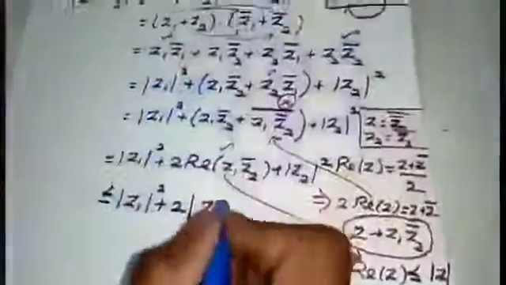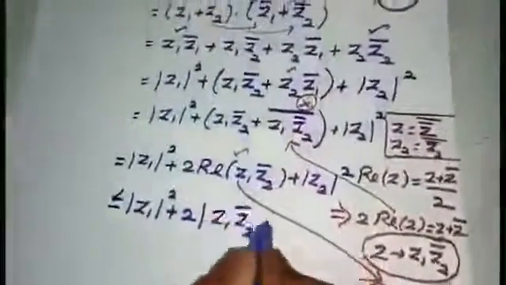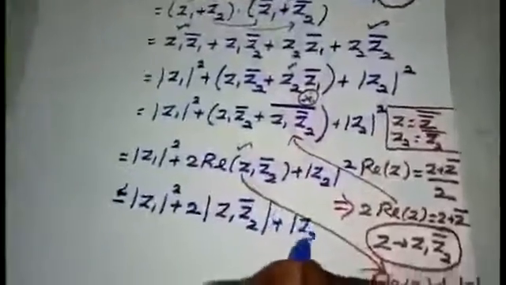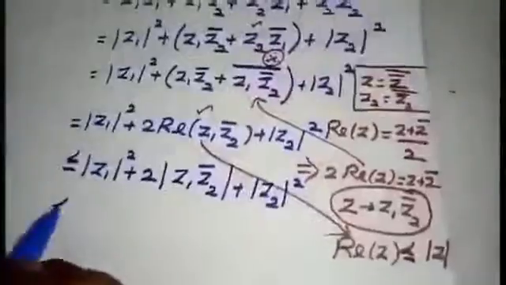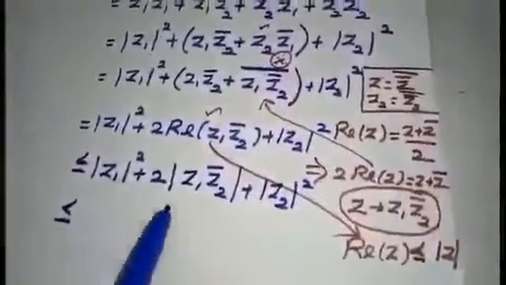This sign I am going to write it in front. Less than or equal to modulus of z1 the whole square will be as it is, plus 2, instead of real part of z I am going to write like this, modulus of z1 z2 bar plus modulus of z2 bar the whole square, students. Now if you see here which is less than or equal to, just observe the formula.